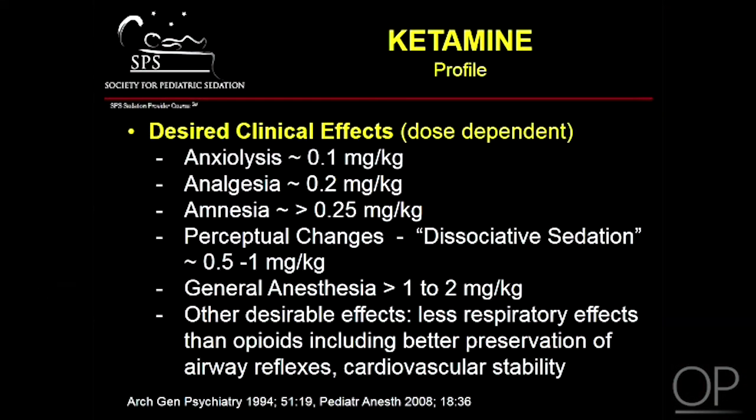In adults, anxiolysis occurs following a small dose of intravenous ketamine at 0.1 milligram per kilogram. Slightly higher doses result in analgesia and antegrade amnesia, not unlike that seen with benzodiazepines. At doses of 0.5 to 1 milligram per kilogram, patients experience perceptual changes in sight, sound, and tactile sensations. Dissociative sedation can occur at this dose range as well. At higher doses, the patient enters a cataleptic-like state and becomes disconnected from the procedure. General anesthesia occurs at doses typically greater than 1 to 1.5 milligrams per kilogram.